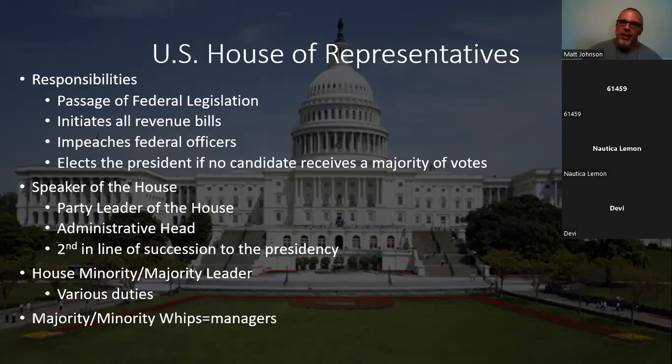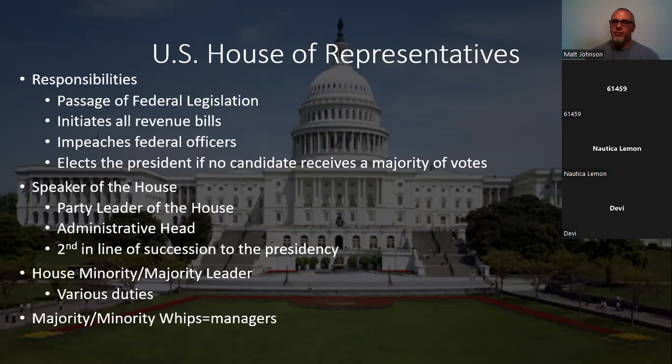There are also some officers and various offices within the House of Representatives. Speaker of the House is one of those. It is sort of the leader of the House of Representatives. Currently, that is Nancy Pelosi. And they are not just the overall leader of the House, but they tend to be the party leader. So she's a Democrat, and they vote on who's going to be the Speaker of the House.